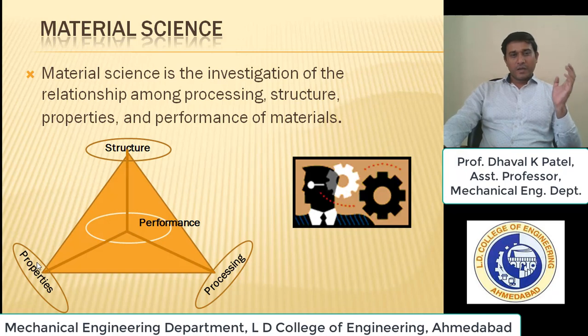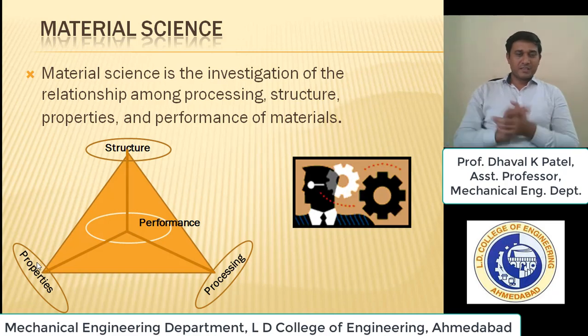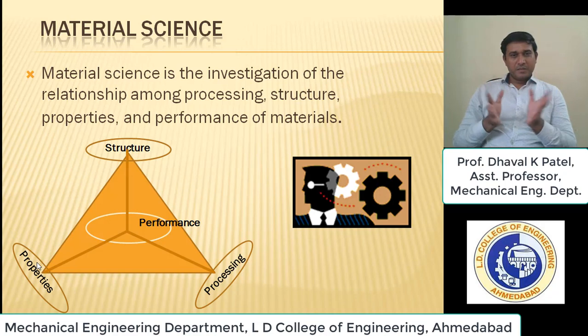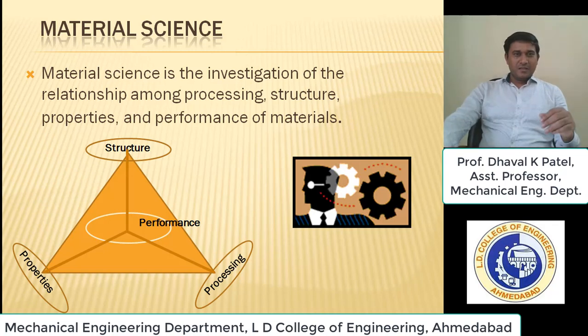Properties means whatever force we apply, what kind of behavior the material has against that force. All three parameters are related with each other. If we combine the output of these three parameters, then we can define the performance of that particular material, meaning how it will perform in a particular service. That is why material science is the investigation of the relationships among the processing, structure, properties and performance of materials.